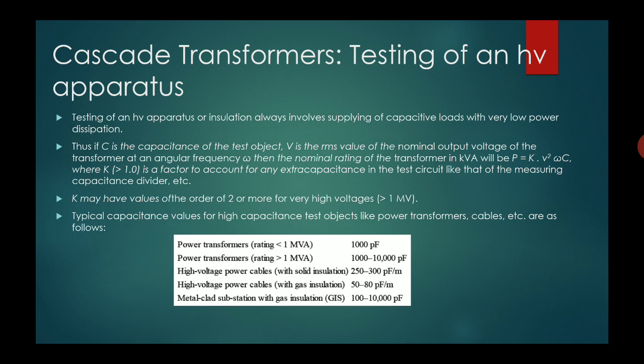So these are the list of different elements or appliances that are tested using cascade transformers, and the typical values of the high capacitance are given here.